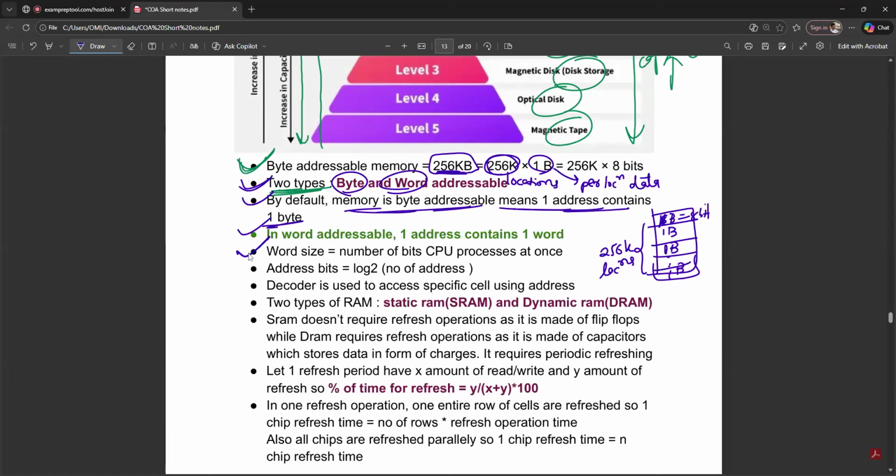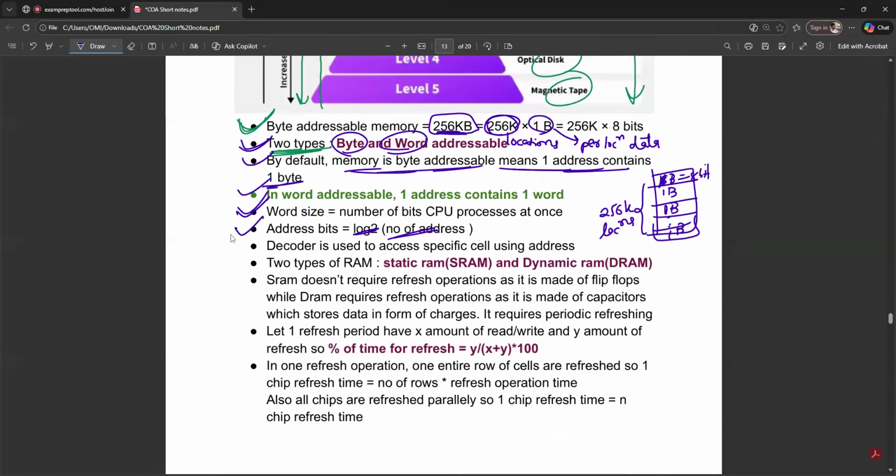Now, this thing I have also covered. Word size equals the number of bits the CPU processes at once. What is the number of address bits? Log base 2 of the number of addresses. So log of 256K, which is 2 power 8 into 2 power 10, so 18 bits. A decoder is used to access a specific cell using the addresses. Here an 18 to 2 power 18 decoder is used to select a particular address.